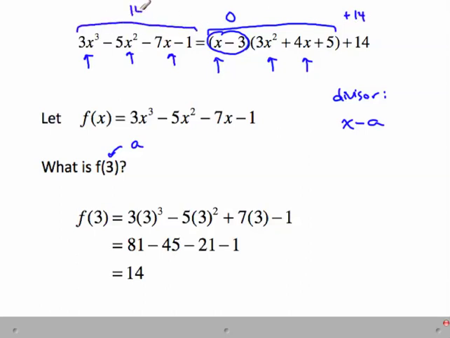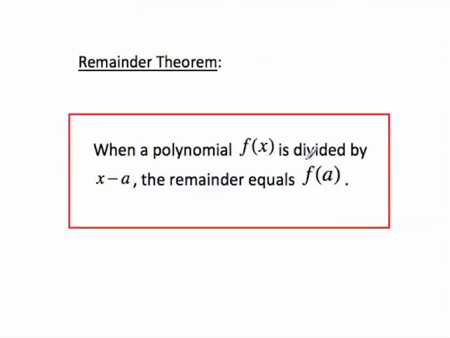which means the left-hand side must also be equal to 14. What we found is when we substitute in a value, in other words, when we evaluate the function at the number that makes the divisor 0, in this case at 3, the answer we get is the remainder. Another way of stating that is that when a polynomial f of x is divided by x minus a, a being any number, the remainder equals f of a, and that's what we call the Remainder Theorem. Again, when a polynomial f of x is divided by x minus a, the remainder equals f of a.